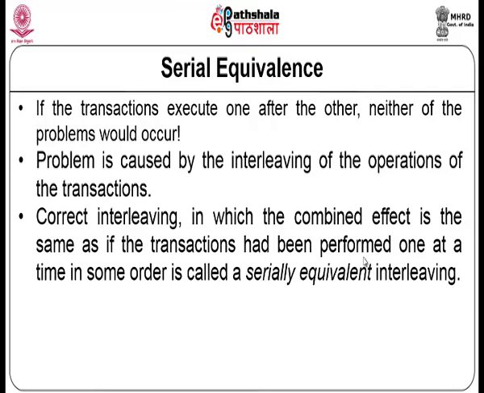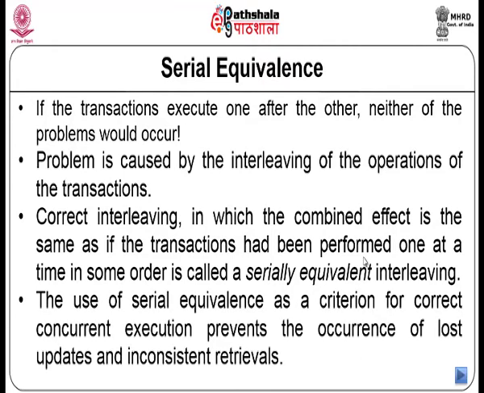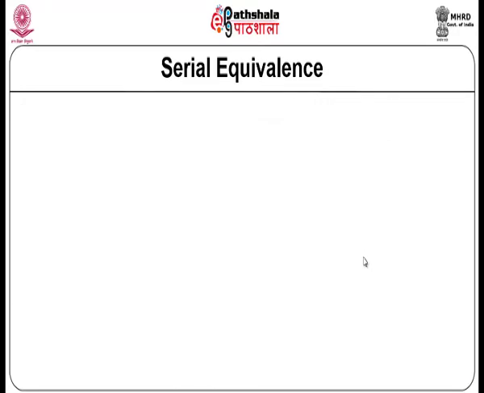So, why don't we allow that to happen rather than trying to interleave? Because then everything will be very slow. Interleaving is done to make things faster, and it is important. So, the use of serial equivalence as a criterion for correct concurrent execution prevents the occurrence of lost updates and inconsistent retrieval problems.